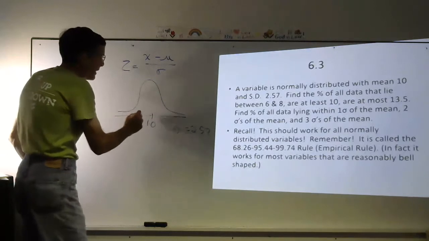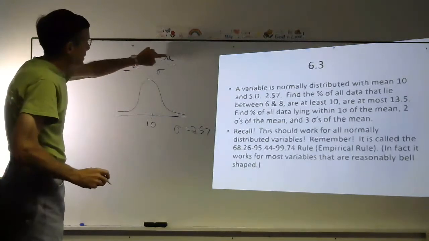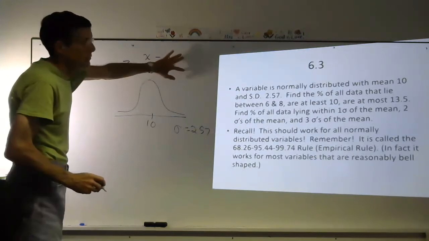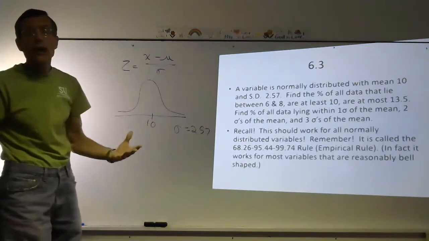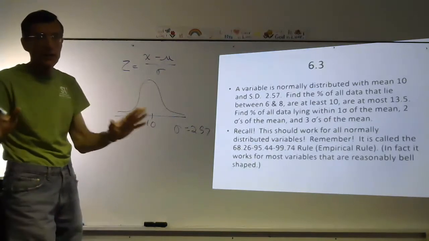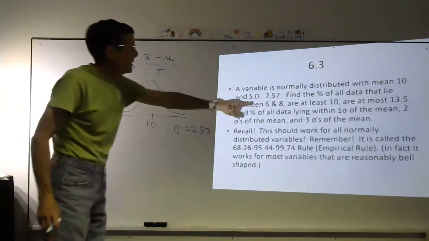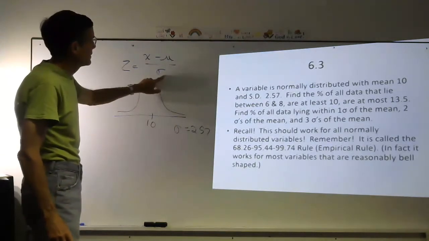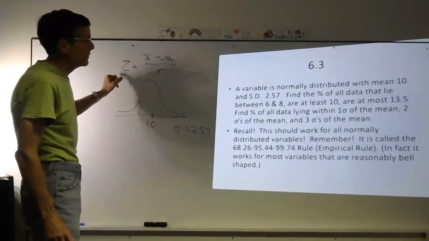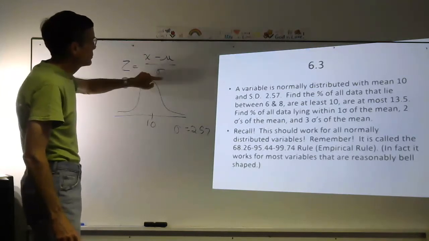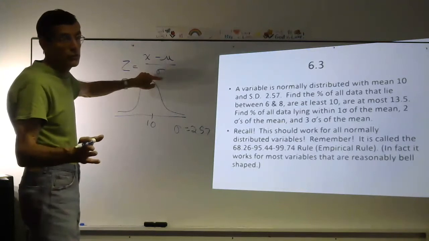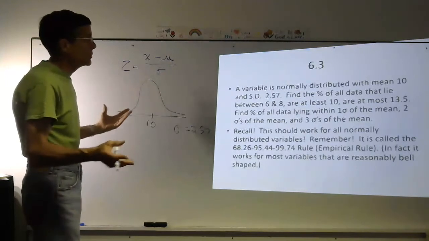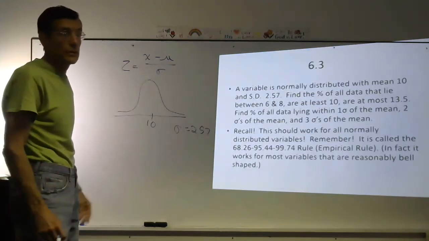Between 6 and 8, you would have to do 6 minus 10 over 2.57, 8 minus 10 over 2.57, get your two z values, look them up and subtract, just like we did in the last problem. I'll say it again. We want to go between 6 and 8. 6 minus 10 all over 2.57. Work that out, you'll get your z value for the 6. 8 minus 10 over 2.57, work it out, you'll get your z value for the 8. Then you look those up in your chart and subtract the two areas to get the area in between.